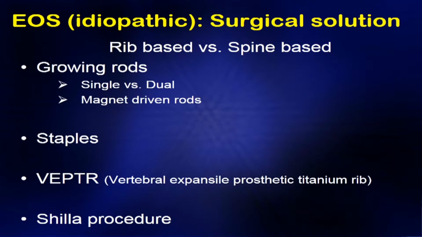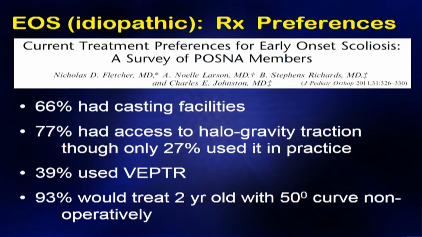So, in terms of current treatment, 66% of the surgeons who responded had casting facilities. 77% had access to halo gravity traction, but only 27% used it in practice. 39% used VEPTR, and 93% agreed they would treat a 2-year-old with a 52-degree curve non-operatively.